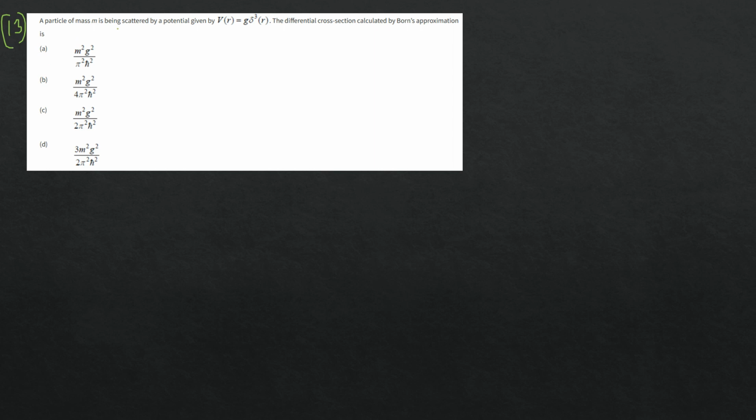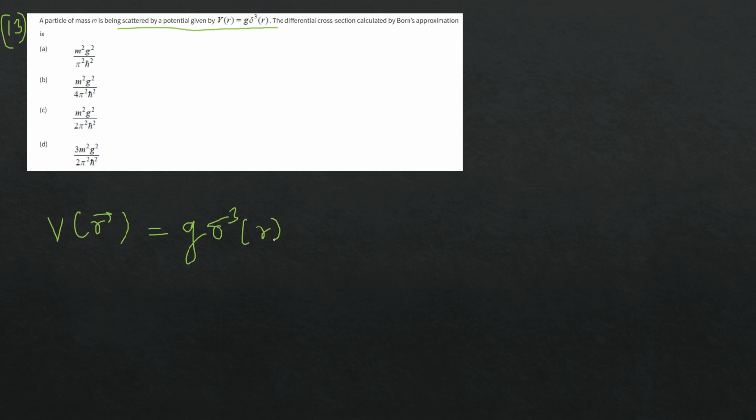A particle of mass m is being scattered by a potential V(r) equal to this one. Calculate the differential cross section by Born approximation. Take your time and try to solve it. You can pause the video if you want to solve it. So V(r) is given: V(r) is equal to g delta(r), isn't it?